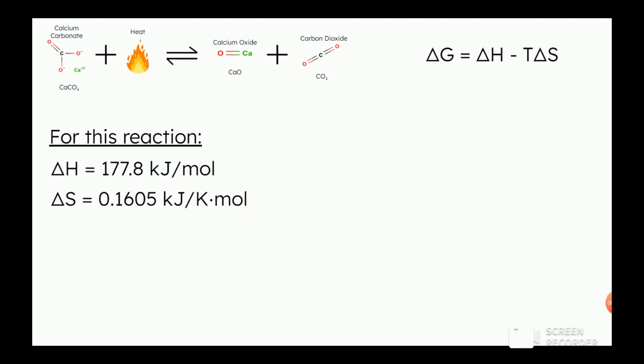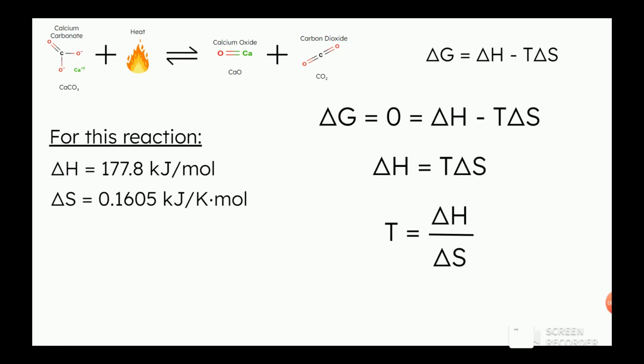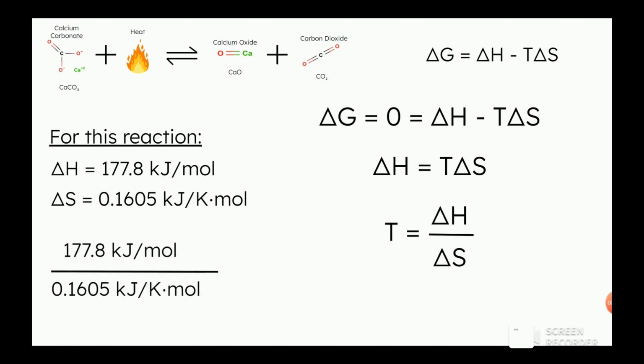For the forward reaction to be spontaneous, we need delta G to be negative. We can solve for when the reaction becomes spontaneous by setting delta G equal to 0 and solving for the temperature value. Doing this, we find that T equals delta H divided by delta S. Plugging in the values for delta H and delta S, we find that the reaction becomes spontaneous around 1108 Kelvin.